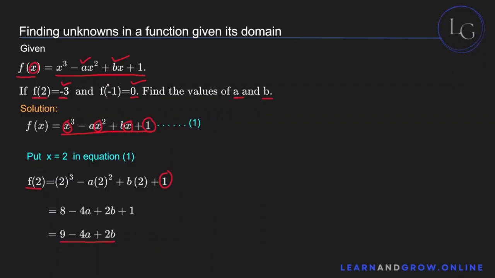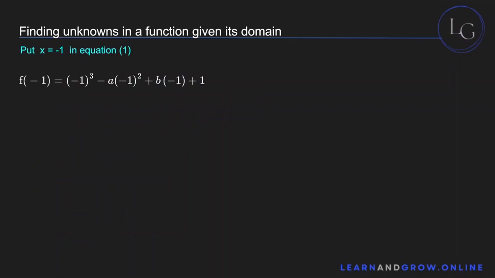Now let's see what happens when you find f of negative 1. Plug in x equal to negative 1 in the function. Remember the original function, that was f of x is equal to x cubed minus ax squared plus bx plus 1. So instead of x cubed, you have negative 1 cubed. Instead of ax squared, you have a into negative 1 squared. Instead of bx, you have b into negative 1. And this constant is as it is. So f of negative 1 gives you minus a minus b.